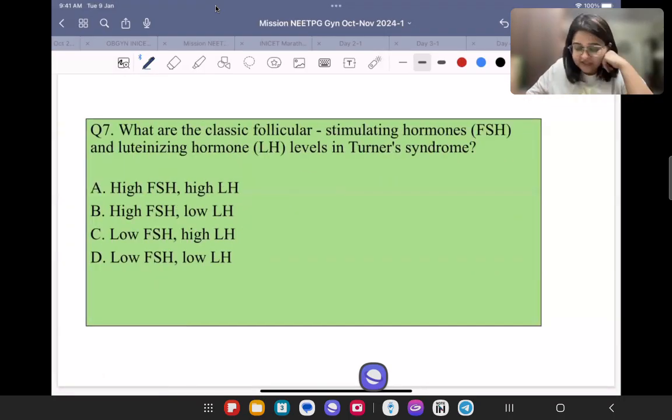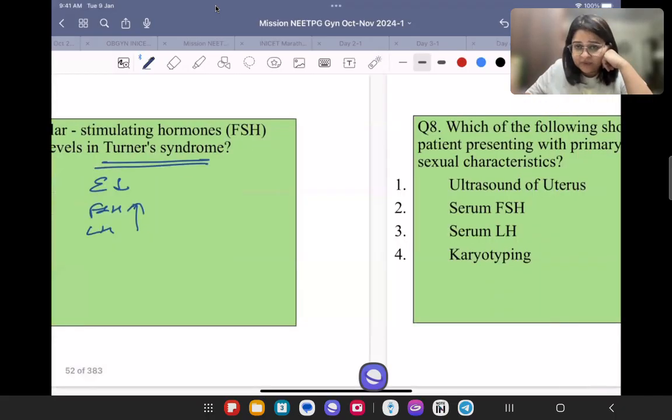What are the FSH LH levels in Turner syndrome? Turner's में क्या होगा? Estrogen कम है. So FSH, LH are going to be high. It's going to be hypergonadotrophic hypogonadism. Whenever the ovaries are involved, the FSH, LH is going to be high.